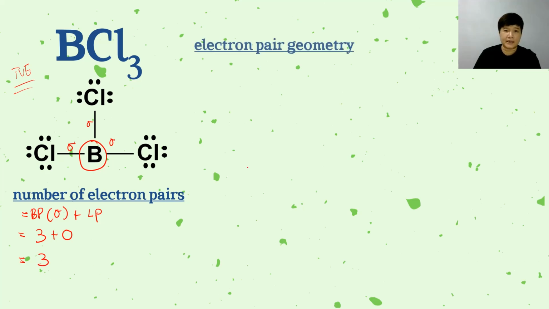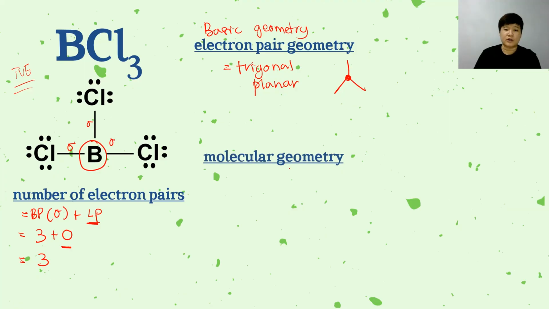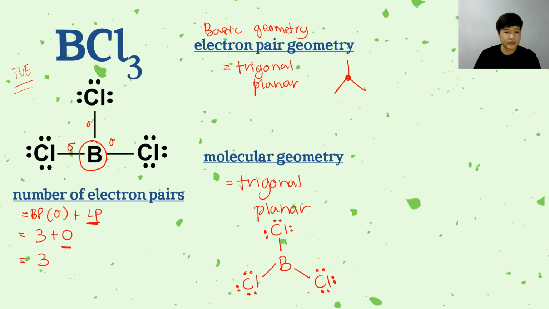When the number of electron pairs is 3, the basic geometry or the electron pair geometry will equal trigonal planar. And we know that trigonal planar looks something like this. And since there is no lone pair, none of the bonds will be replaced by a lone pair. Therefore, the molecular geometry will also remain unchanged and maintained as trigonal planar. And since we know that the molecular geometry is trigonal planar, you need to redraw your Lewis structure in the correct shape. So the correct shape of your trigonal planar will be a triangle. And that's how your trigonal planar looks like.